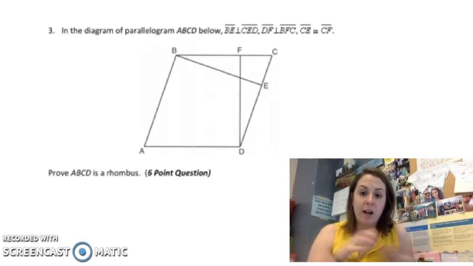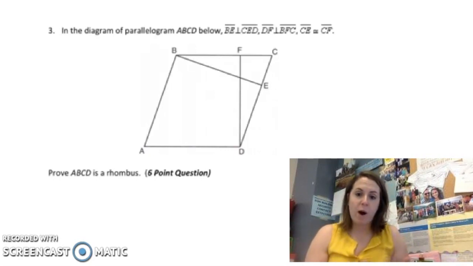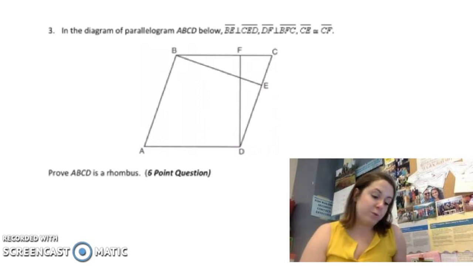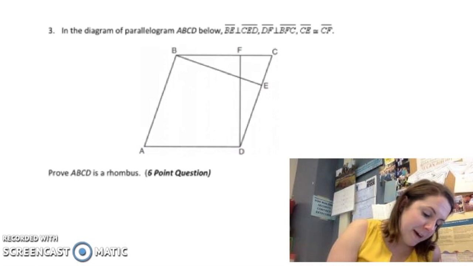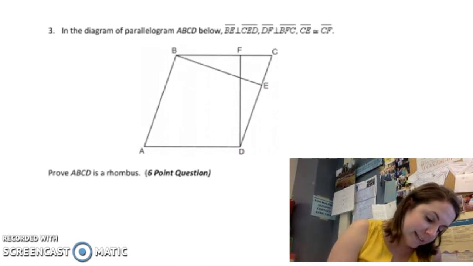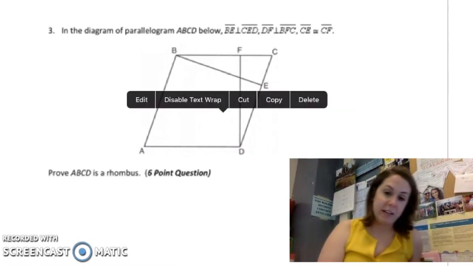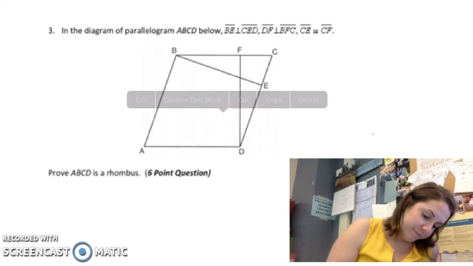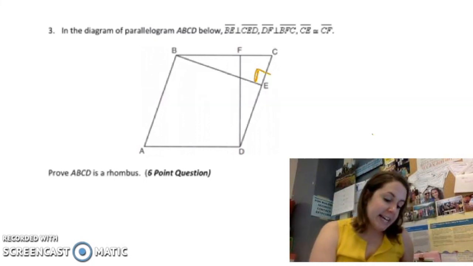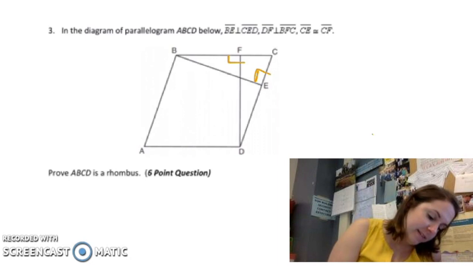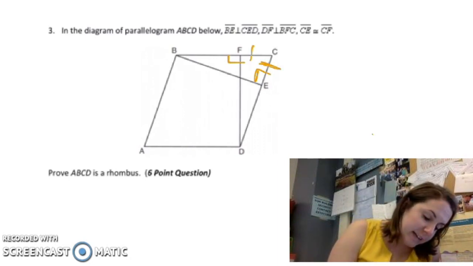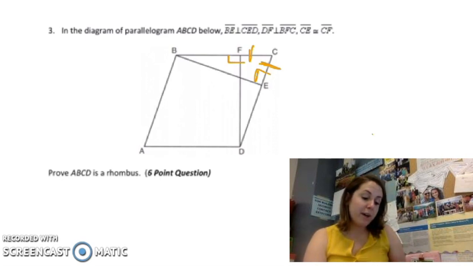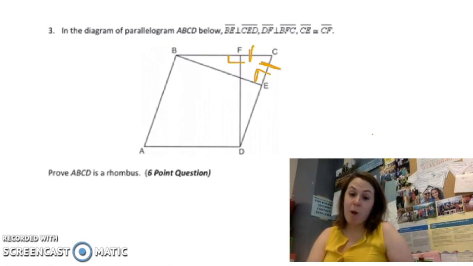And both of these are non-coordinate proofs, so regular old proofs using quad properties. So let's look at the first one. I know that this is a parallelogram. That gives me lots of properties. And it tells me that BE is perpendicular to CED. So that's perpendicular. There we go. DF is perpendicular to BFC, so that's perpendicular. And CE is congruent to CF. Okay, prove that this is a rhombus.